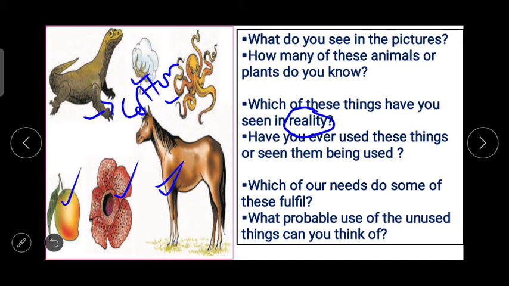And the last one, what probable use of the unused things can you think of? If in this picture there is any plant or animal which is unused, then what is the use of that? You have to say that.